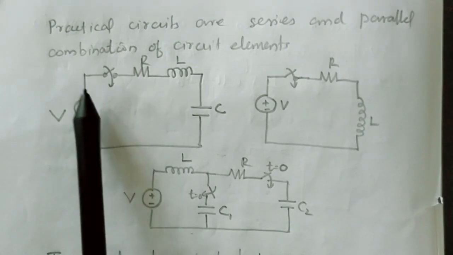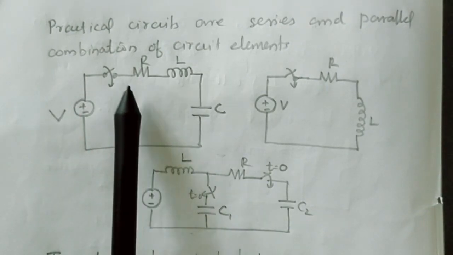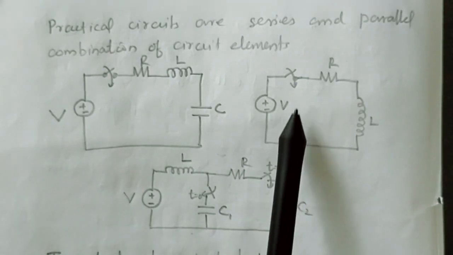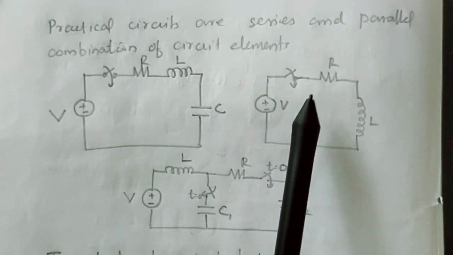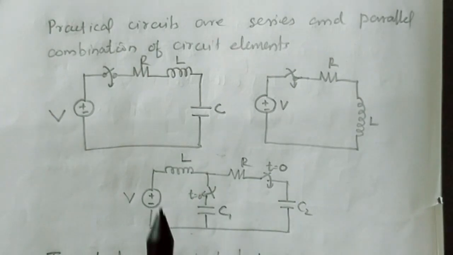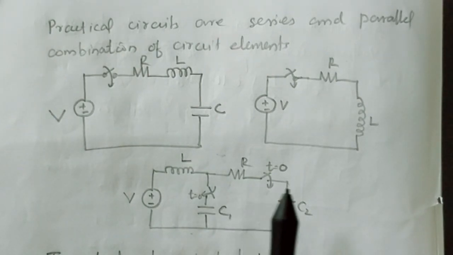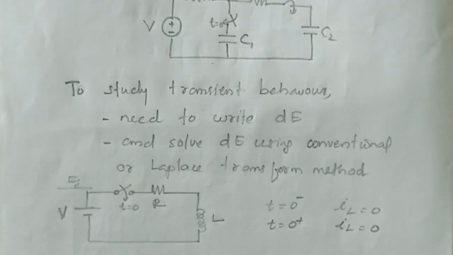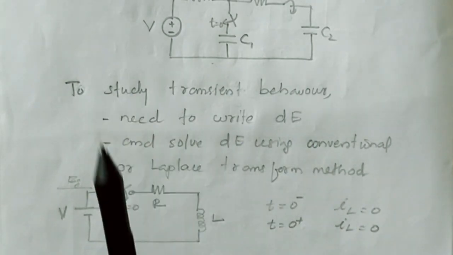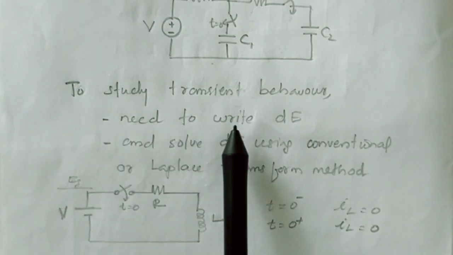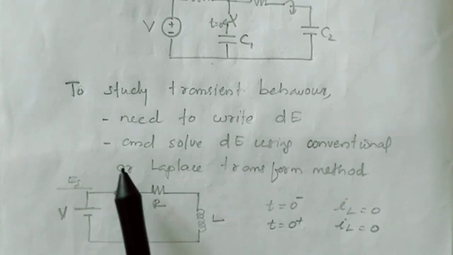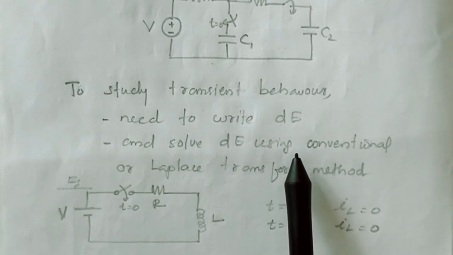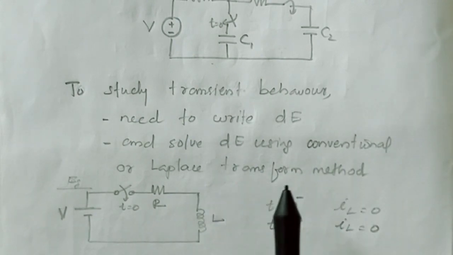Here we can see a transient happening for an RLC series circuit. Here the transient occurs for an RL series circuit. In this circuit, we can have different resistors, inductors and capacitors in series and parallel combination. To study the transient behavior, we need to write the differential equation governing the system. So the first step of solving this type of problem is to write the differential equation governing the system, and then solve the differential equation by means of the conventional or Laplace transform method.